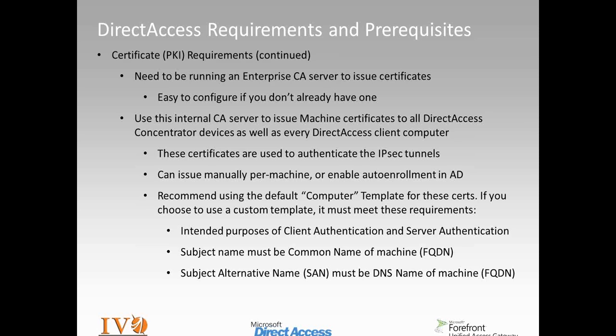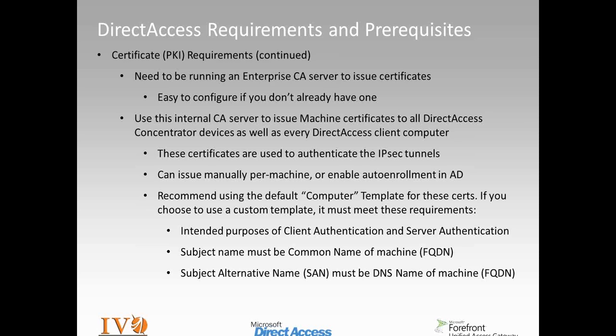So these are going to be machine certificates, and they're going to be issued to a number of computers. First of all, the certificates are going to get issued to your DirectAccess concentrator appliance, or if you're running an array, maybe you have 2, maybe you have 5 or more appliances that are doing load balancing and give you some redundancy, then each of those appliances is going to need a machine certificate issued to it from your CA server. And then each of the DirectAccess client computers will also need a machine certificate issued to it from your CA server.